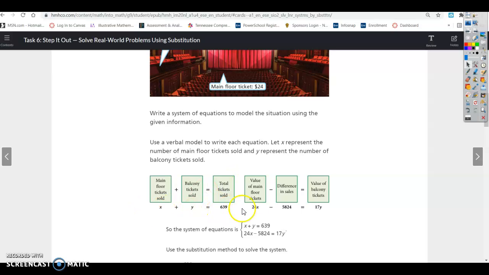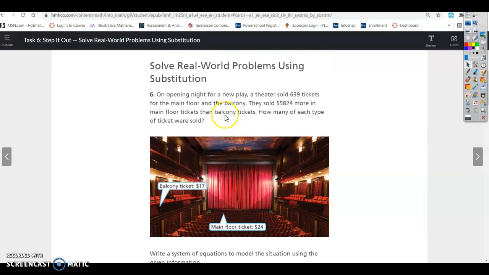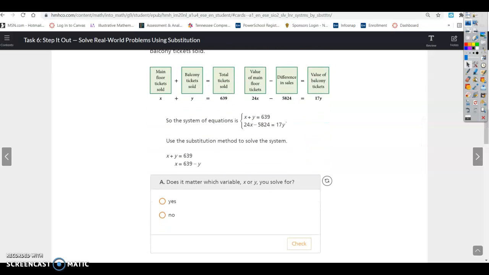So that's one equation. Our second equation, the value of the main floor tickets, they're $24 each, so 24 times X, minus the difference in sales, $5,824, equals the balcony tickets, 17Y. And that just comes from reading this up here. They just took this information and put it into an equation. So the system of equations is X plus Y equals 639 and 24X minus 5,824 equals 17Y. Use the substitution method to solve.